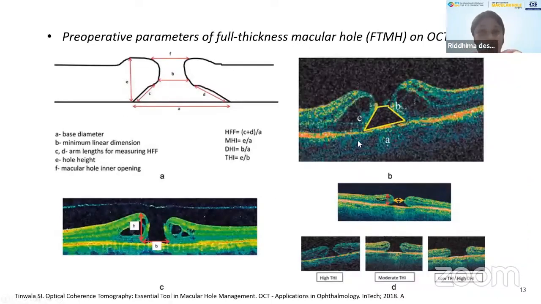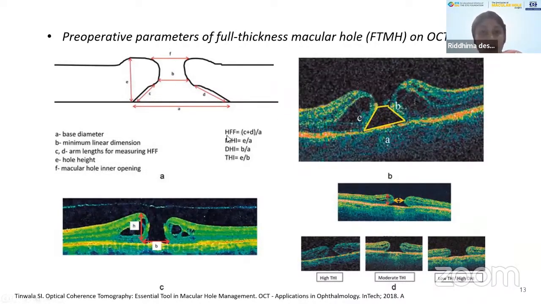There are several parameters to assess a macular hole, and they have an important prognostic value as far as functional and surgical outcomes are concerned. So the most critical one of these is the minimum linear diameter, because it has been found that smaller the MLD, better is the visual prognosis and surgical outcomes of the patient.